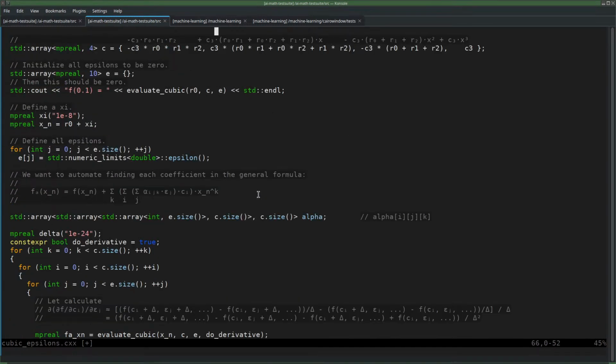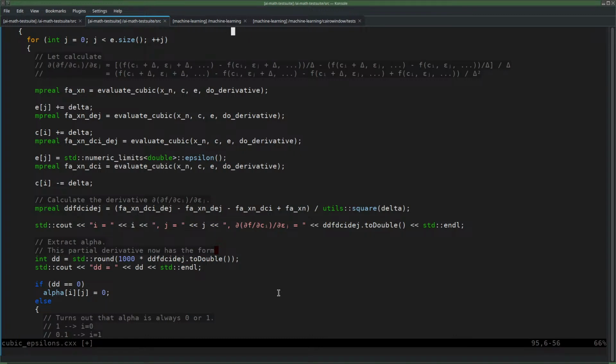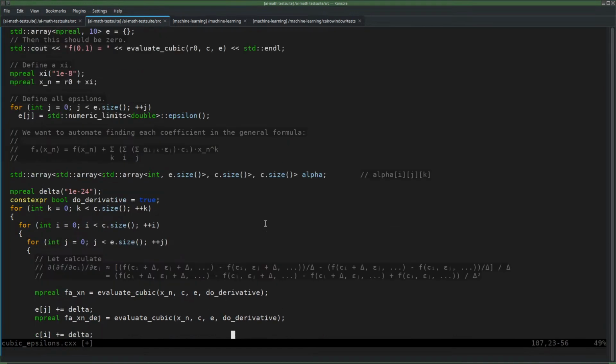Desperately trying to find alpha, but oh, here it is. Undo, redo. So we took the partial derivative of this thing relative to that one and relative to that one. So what you get then is that times that. Easy peasy.